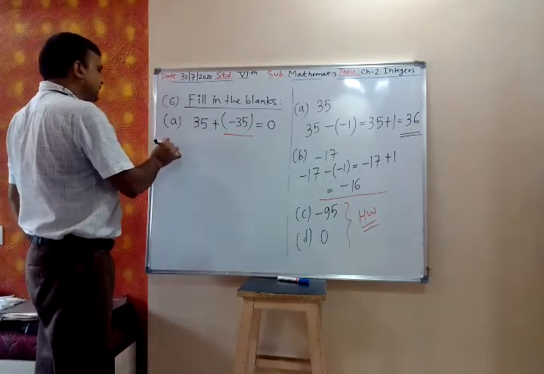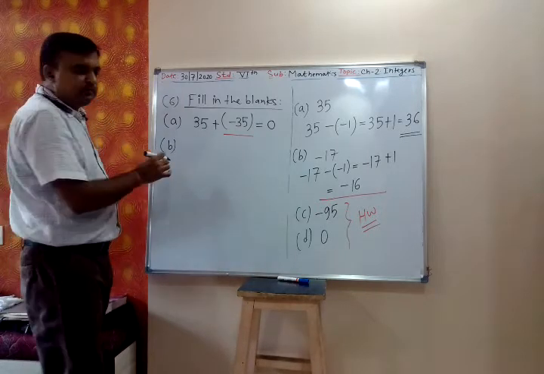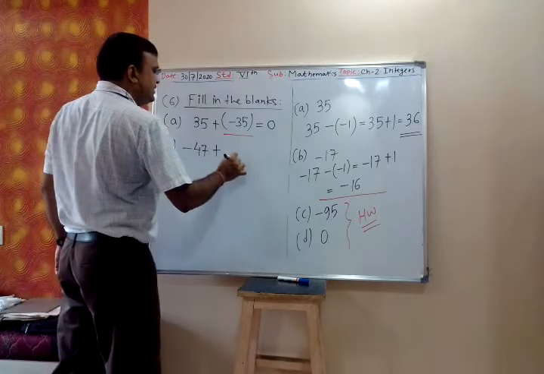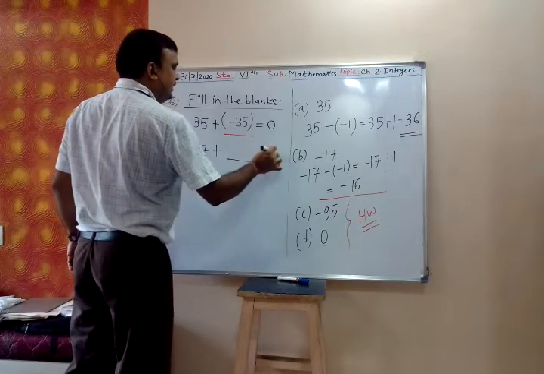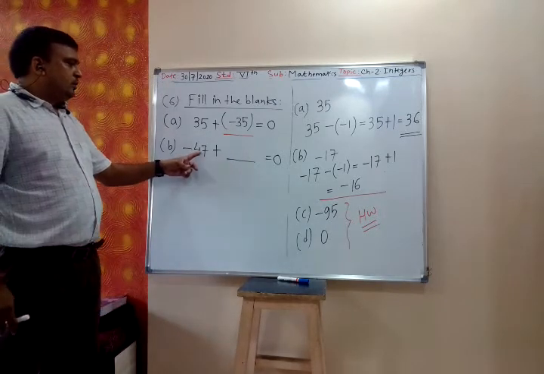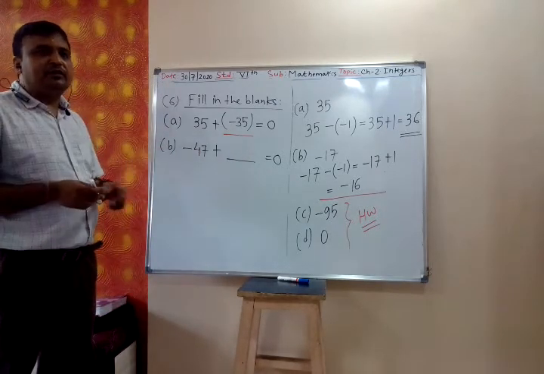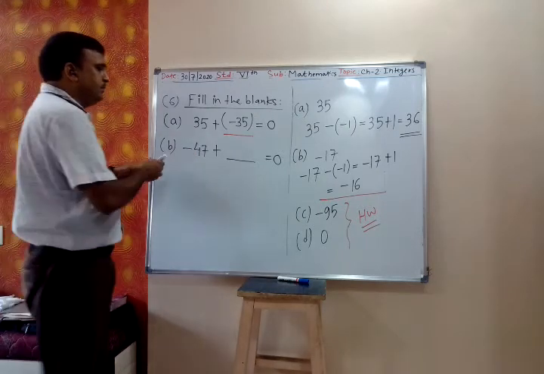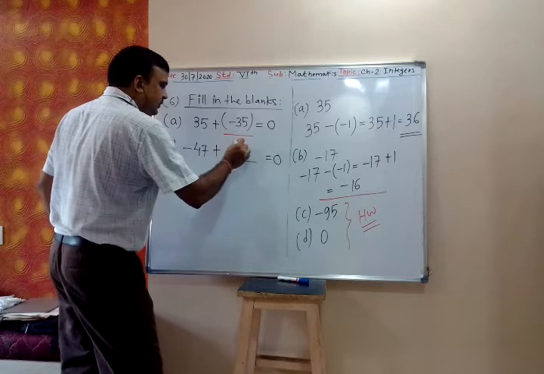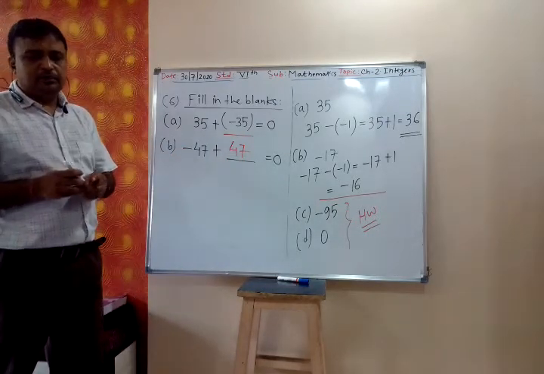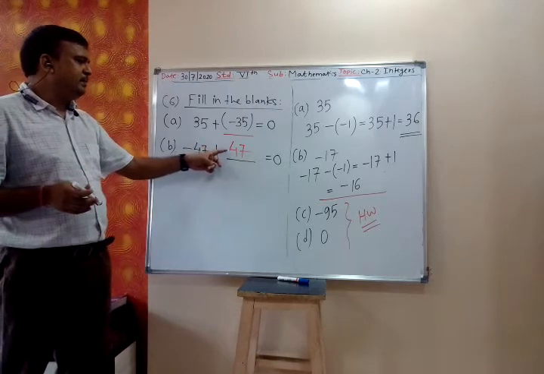Part B is minus 47 plus dash equal to 0. Now, what is the additive inverse of minus 47? What is that sign? Minus. So it becomes plus 47. The additive inverse of minus 47 will be plus 47.